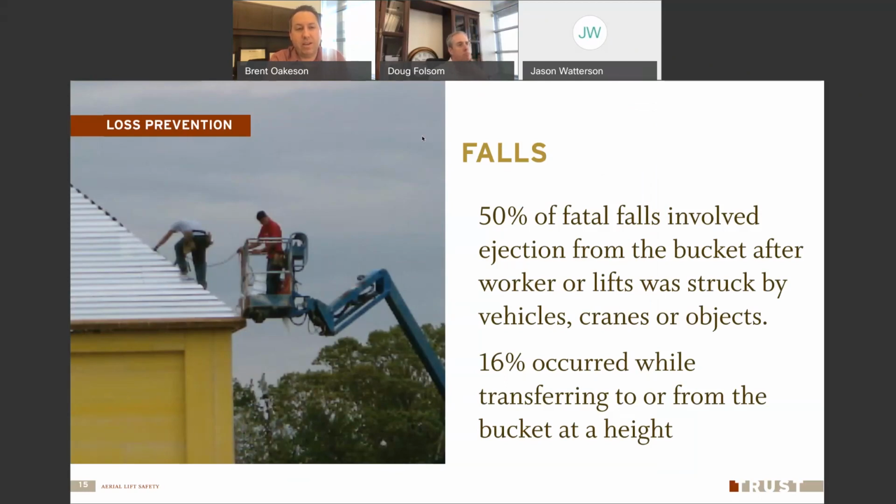This is a picture of that here. Somebody climbing out over the guardrails of the basket, getting onto a roof or some other structure. You're not supposed to do that. You're really supposed to stay in that basket, keep your 2 feet on the floor, and not climb up or over and out. It just exposes you to a really unsafe situation.